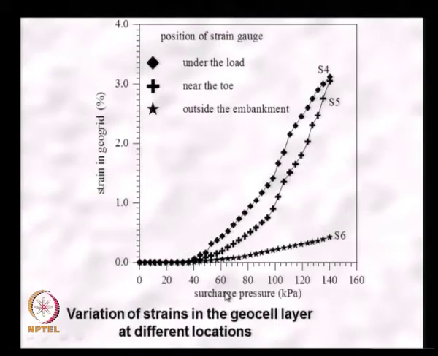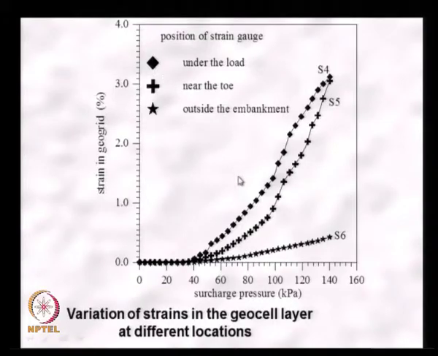As the surcharge pressure was increased, initially there were negligible strains. That means that the Geocell has not really started taking the load, because the soil itself was strong enough to take the pressures. Gradually, as the soil was failing, we could observe the formation of the slip surface, and that is when the effect of the Geocell layer kicked in, and we started seeing the increase in the reinforcement strains within the Geocell layer.